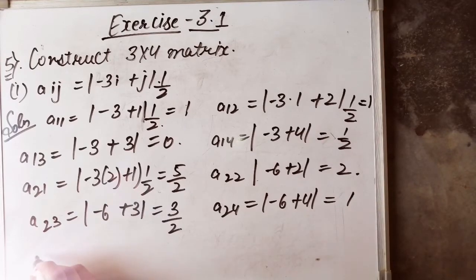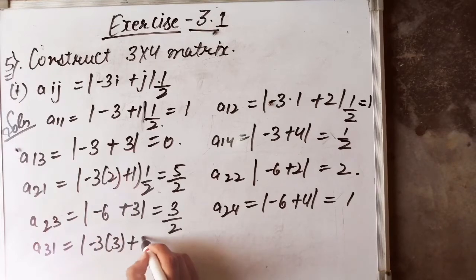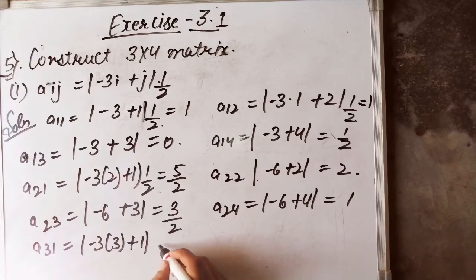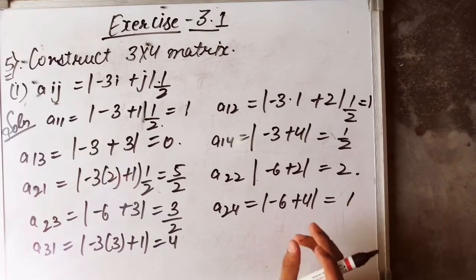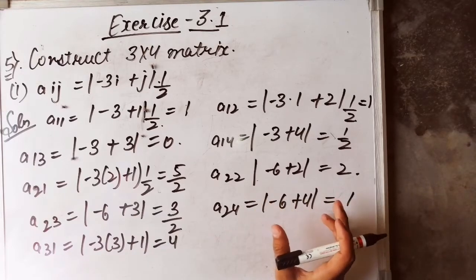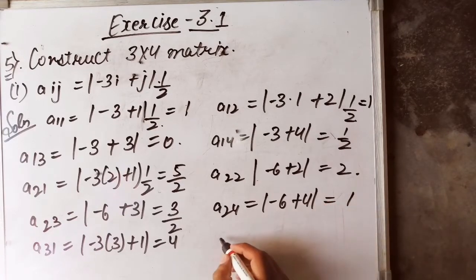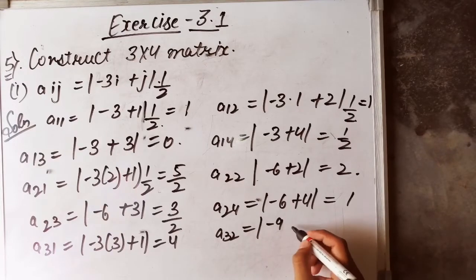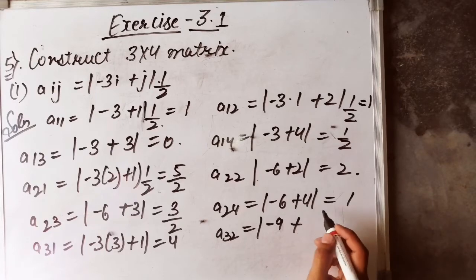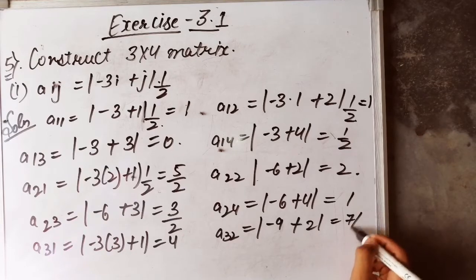a31 is −3 into 3 plus 1, which gives us 4. I'm not writing that we have multiplied these terms by 1 by 2 because it is understood. a32 equals −9 + 2, which gives us 7 by 2.